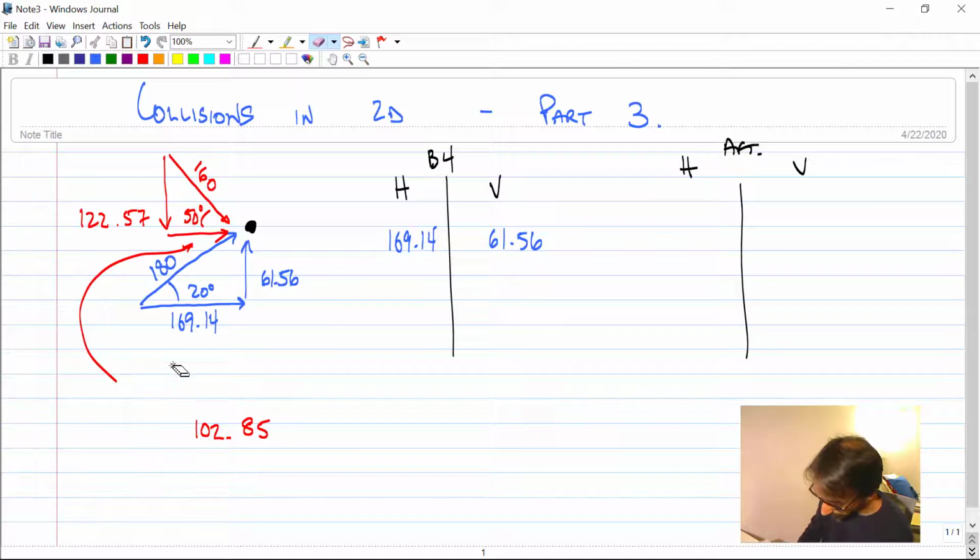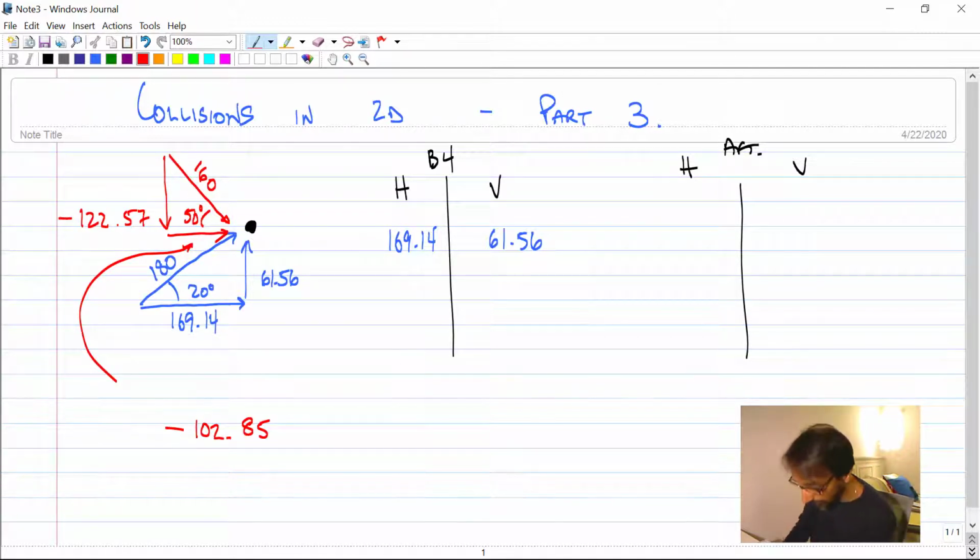Just going to clear this up a little. And both of these are going in a negative direction. That's going down, and that's going to the, oh no, that's going to the right. So that's going to be positive. My apologies. So the downward one is vertical, so this is going to be 122.57, and the horizontal is going to be 102.85. This is before the reaction.